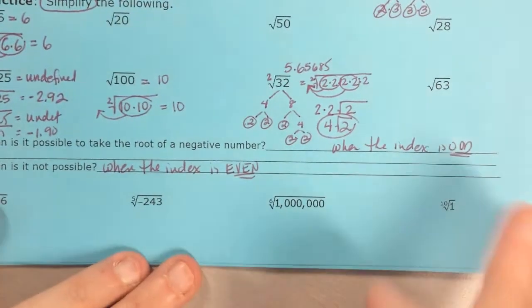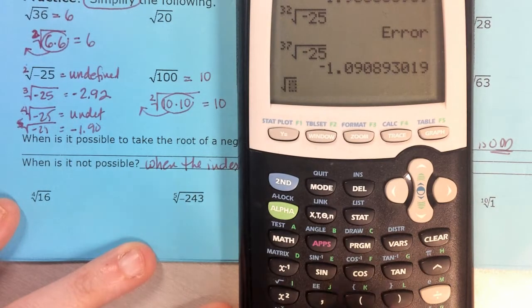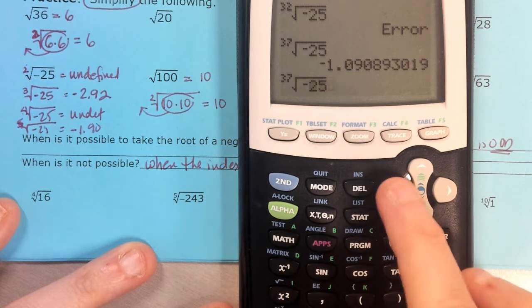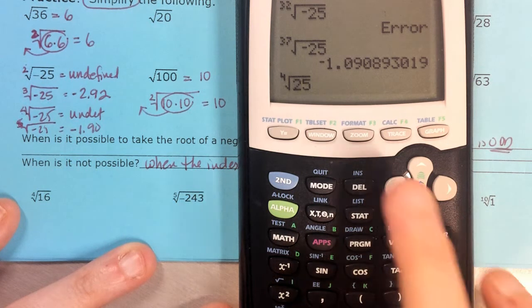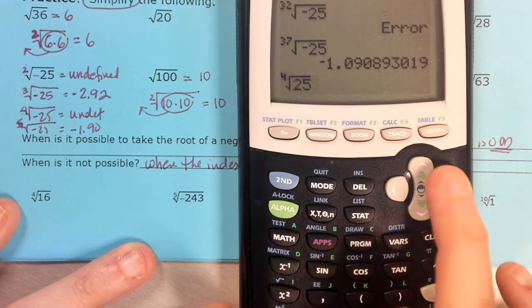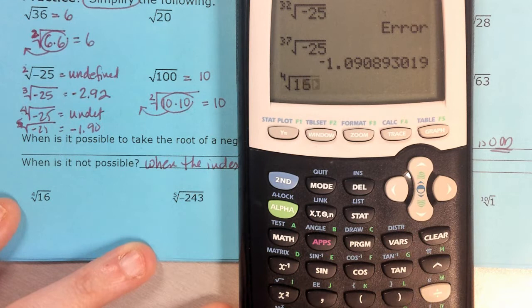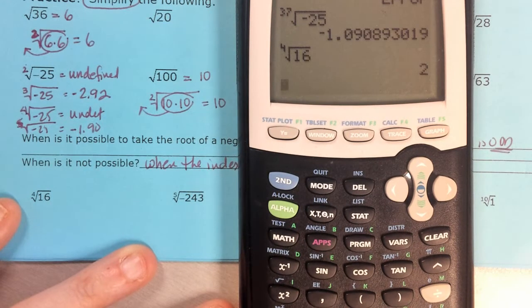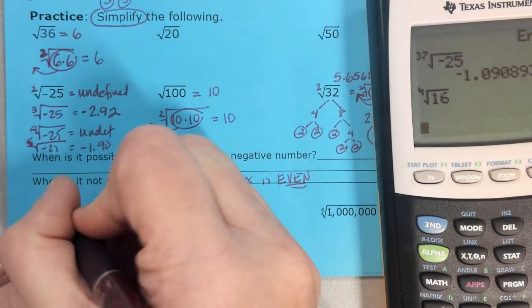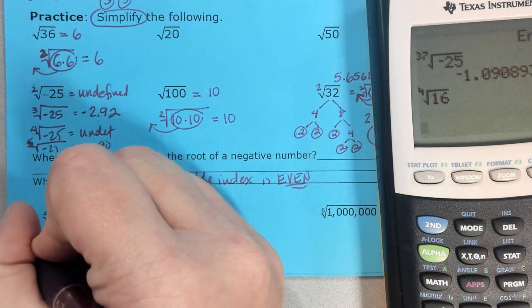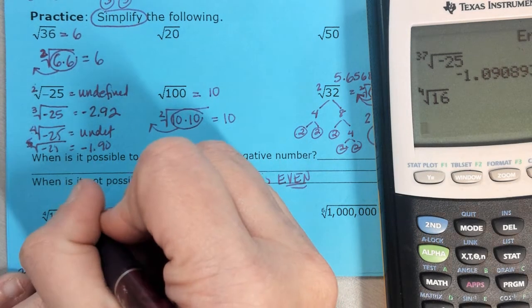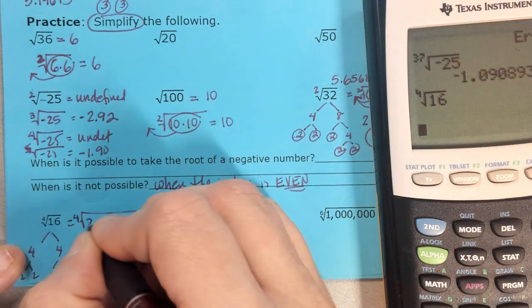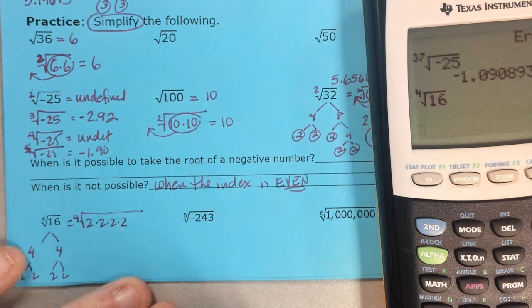Last thing I want to show you is the 4 root of 16. So let me go up here. I'm going to just borrow this 4 root. The 4 root of 16 gives me 2. Why did that happen? Because this time, when I do my prime factorization, this is a 4 root, okay? So I have 2 times 2 times 2 times 2 gives me 16.